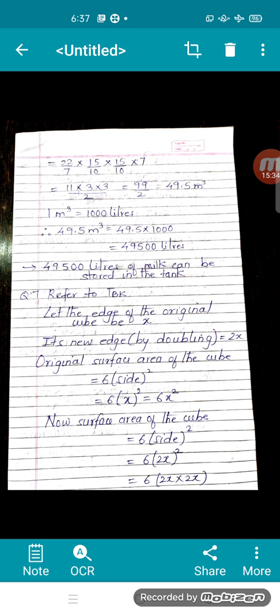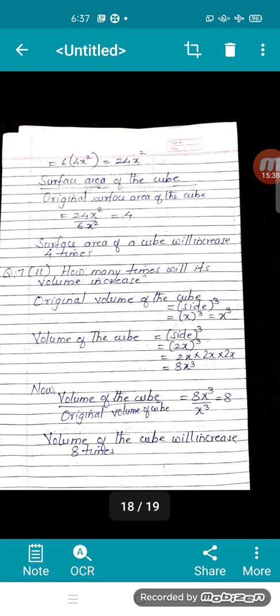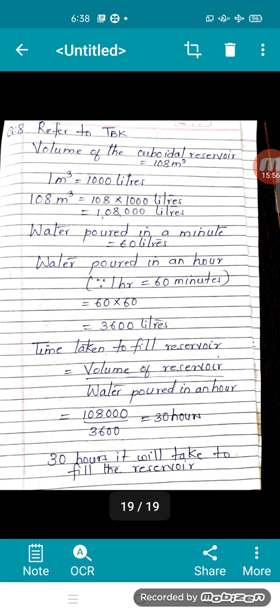How many times will its volume increase? Now original volume of the cube is side cube, x cube. Volume of the new cube is side cube, 2x whole cube. So 2x into 2x into 2x is 8x cube. So when you divide you get 8. So volume of the cube will increase 8 times.